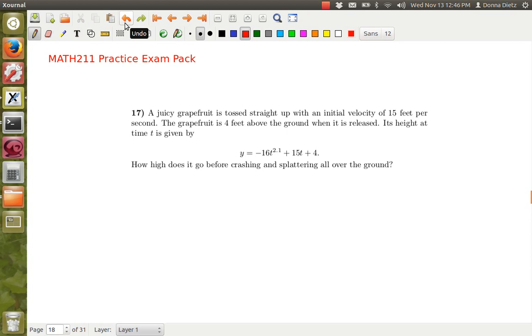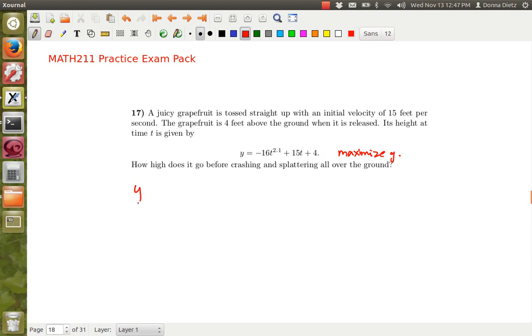So now what do we do? We want to find the max. How high does it go? It's just asking for the max, so it just means maximize y. That's all it means. Or find the max of y.